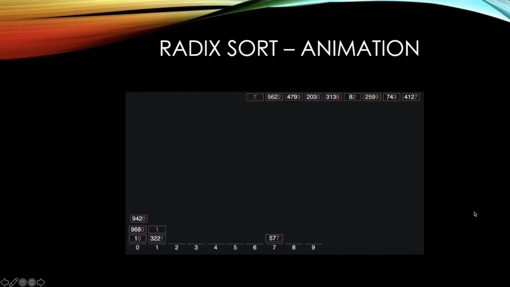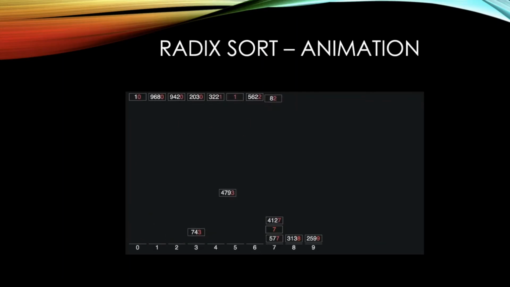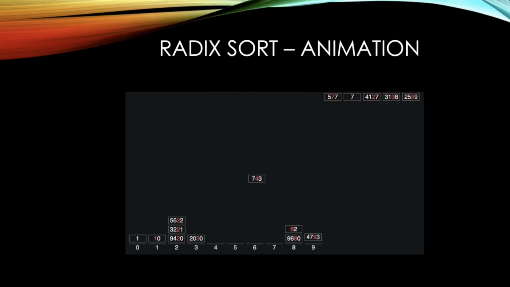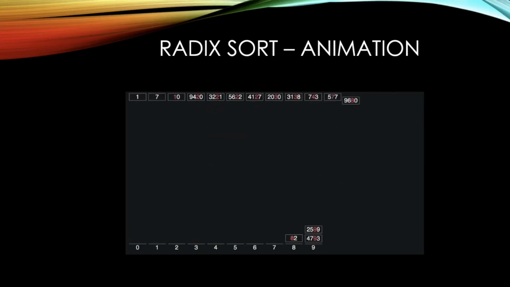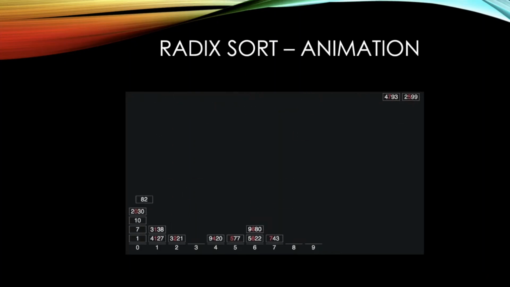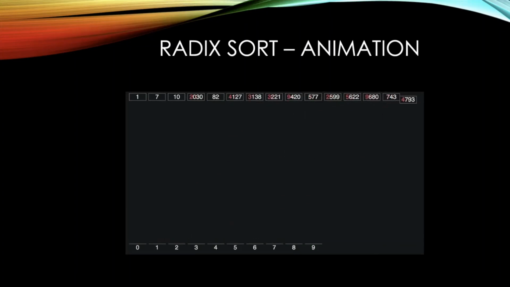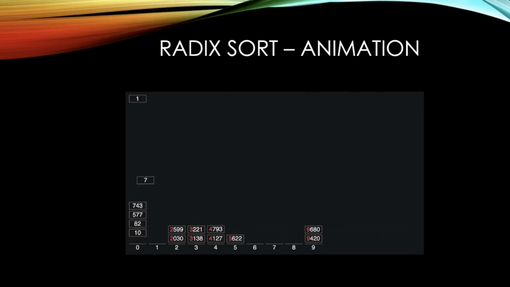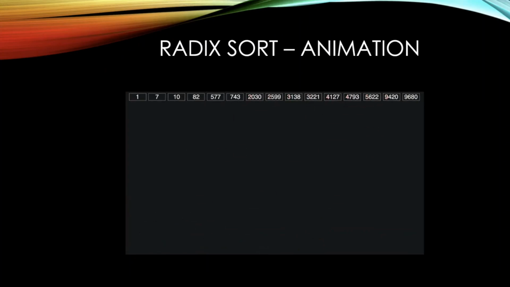Here's an animation where you split everything up by its final digit, you then recombine it, split everything up by its second last digit, recombine it, and so on. And here we're going through the most significant digit, the thousands in this case, and after this iteration we'll have a sorted array, as we do here.